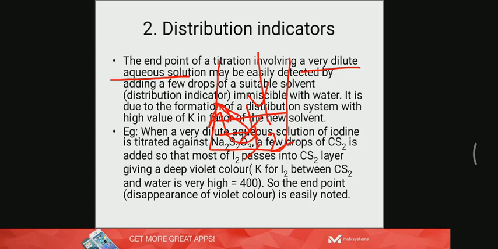One important point is that the distribution, the partition coefficient of iodine in CS2 against water, is very high, about 400. That means iodine is much more soluble in CS2 than water. So the partition coefficient for iodine between CS2 and water is very high. That's why almost the whole iodine gets shifted to the CS2 layer so that we can see the violet color. So this is called a distribution indicator.